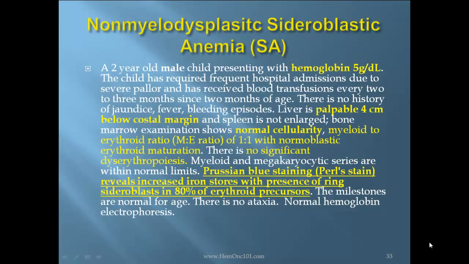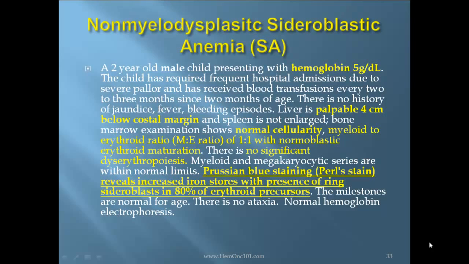Nonmyelodysplastic sideroblastic anemia. Case report. 2-year-old male presenting with hemoglobin 5. The child has required frequent hospital admissions due to severe pallor and has received blood transfusions every 2 to 3 months since 2 months of age. There's no history of jaundice, fever, or bleeding. Liver is palpable 4 centimeters below the costal margin, and spleen is not enlarged. Bone marrow exam shows normal cellularity, M:E ratio 1:1 with normoblastic erythroid maturation. There is no significant dyserythropoiesis. Myeloid and megakaryocytic series are within normal limits.